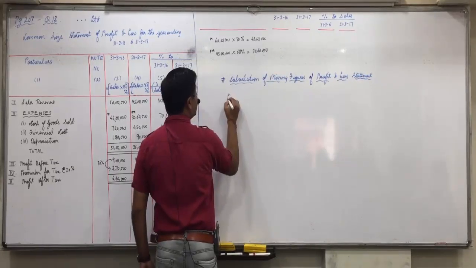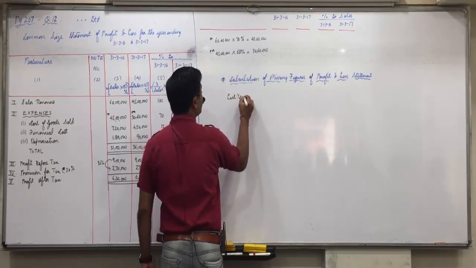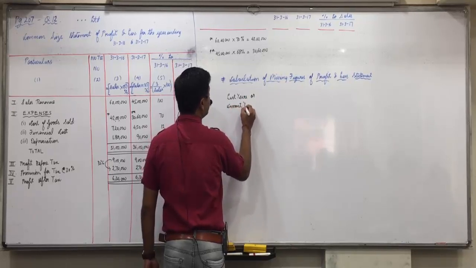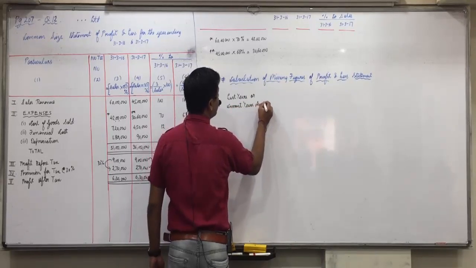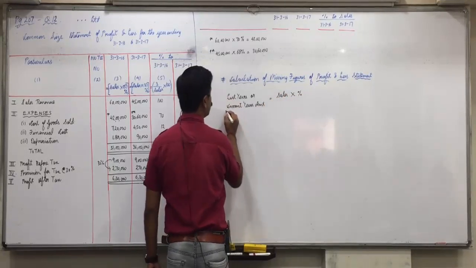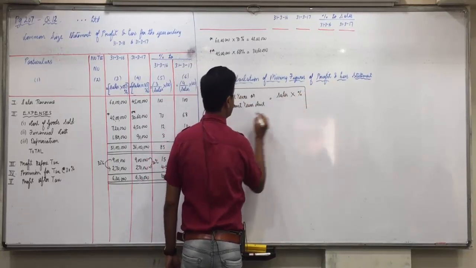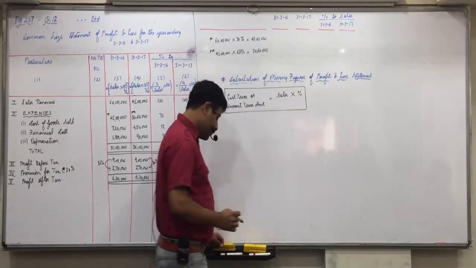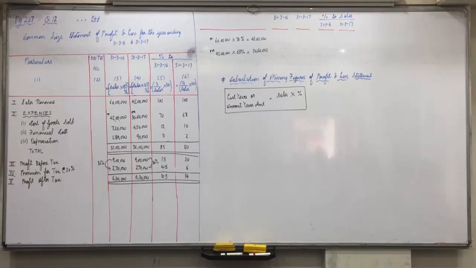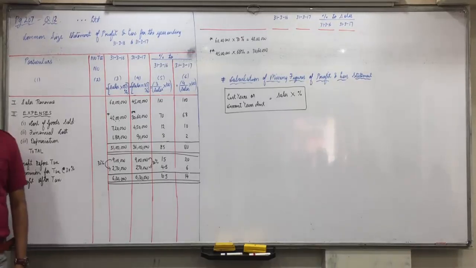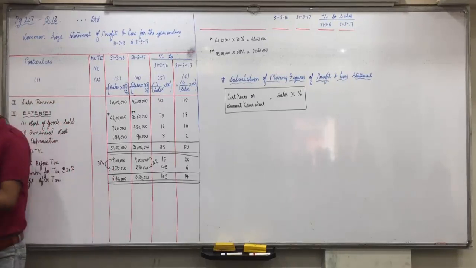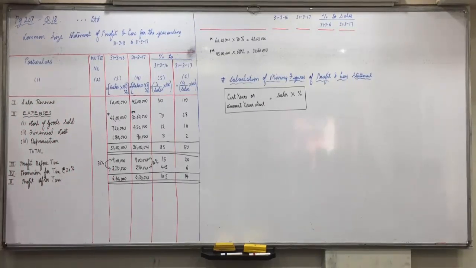Simply, whether you have to find last year's amount or you have to find current year's amount, for both of them, sales into percentage. That's it. Okay? Last year's amount, last year's sales into percentage; current year's amount, current year's sales into percentage. So everyone is clear with this missing figures calculation?